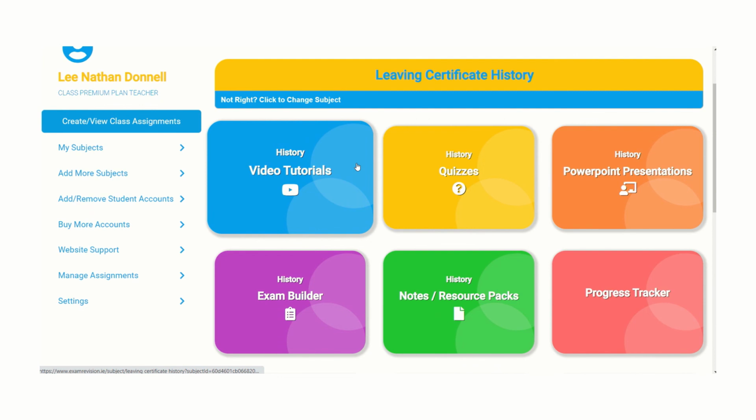Last thing we're going to do before we finish up is just go through what's available on the Exam Revision website. So I'm going to show you through my portal here, which is Leaving Cert History, but all the same types of resources are available at Junior Cycle Geography. So we're going to watch the video, go through what's available on Exam Revision, and then finish up for today's Saturday session, folks. Thanks so much.